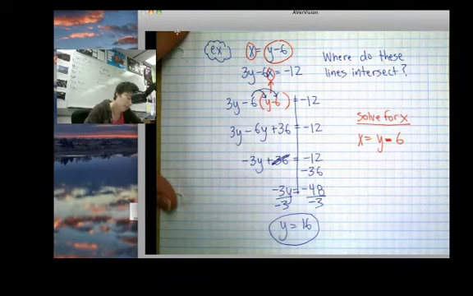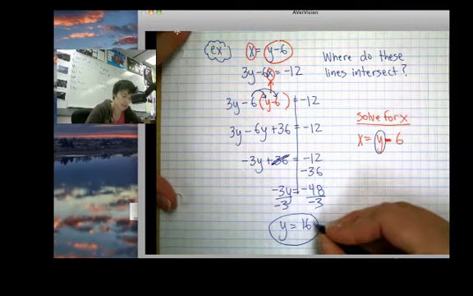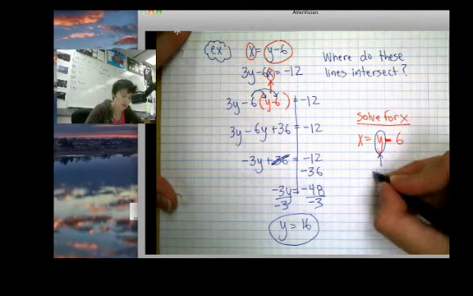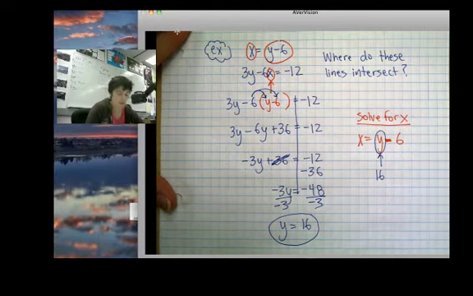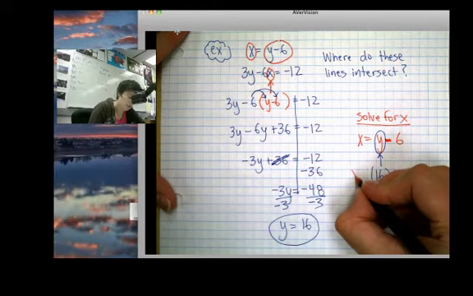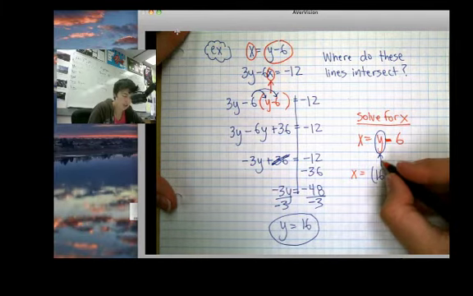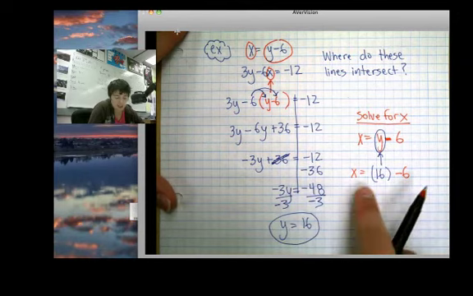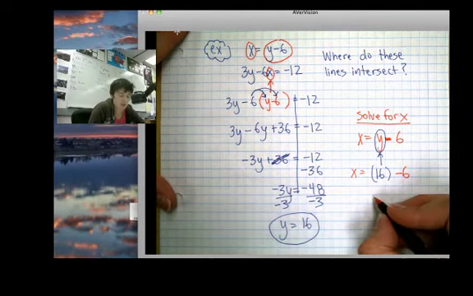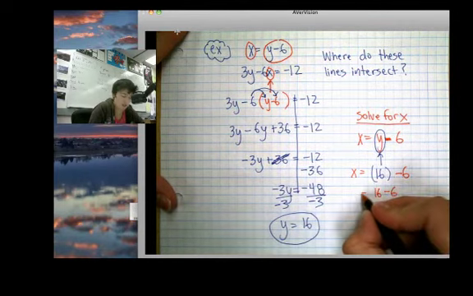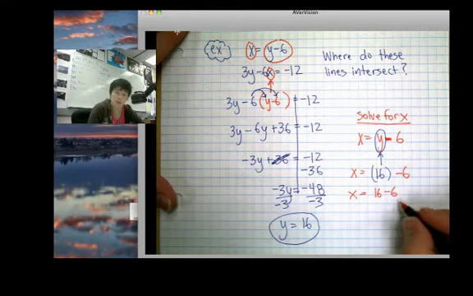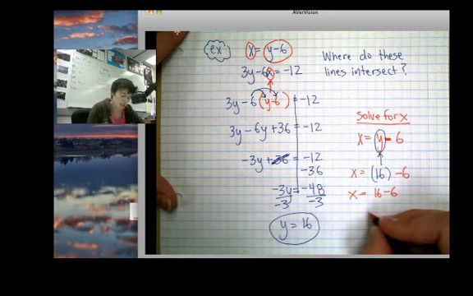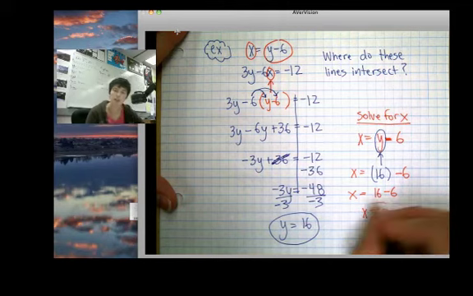And I think I know the answer for y. I think it's 16. So I'm going to substitute in 16, bubble it in, and then copy the rest of the problem. X equals, now it's 16 minus 6. I probably didn't need a parenthesis because there's nothing in front to multiply by, so I could just write 16 minus 6 and forget about the parenthesis altogether. And 16 minus 6 is 10, so x equals 10. So I got my two answers.